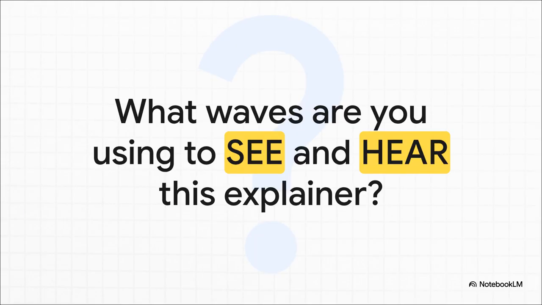So, to wrap this all up, I'm going to leave you with one final question to think about. Right now, this very second, what two types of waves are you using to see and to hear this explainer? It's light waves, which are transverse, that are letting you see the screen, and it's sound waves, which are longitudinal, that are letting you hear my voice. How cool is that? You're literally experiencing both types of waves right now.